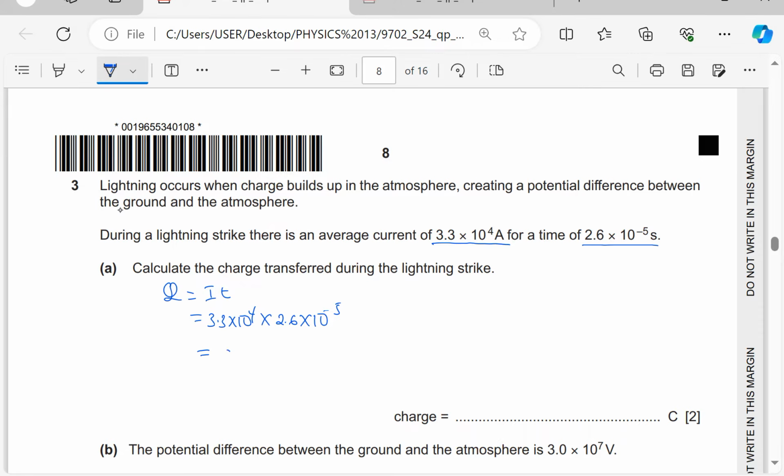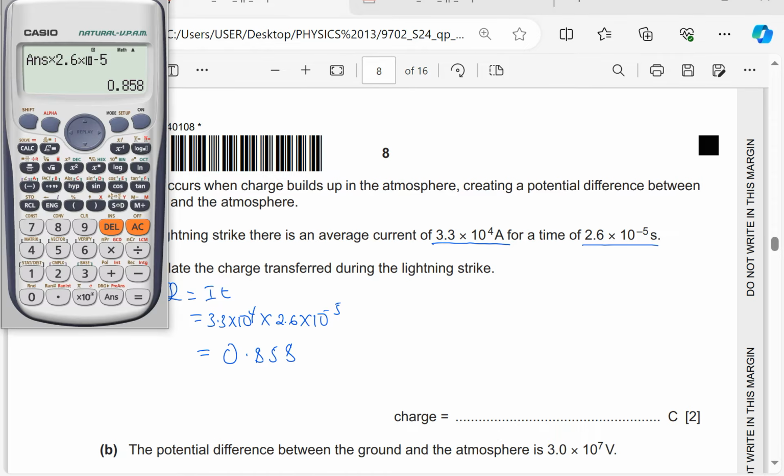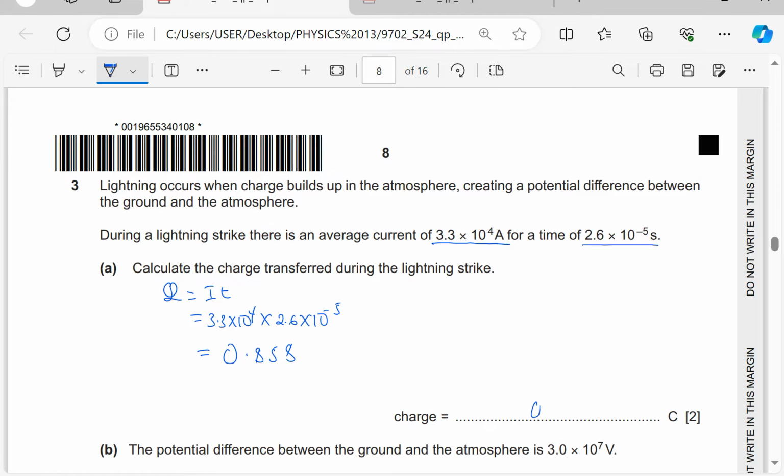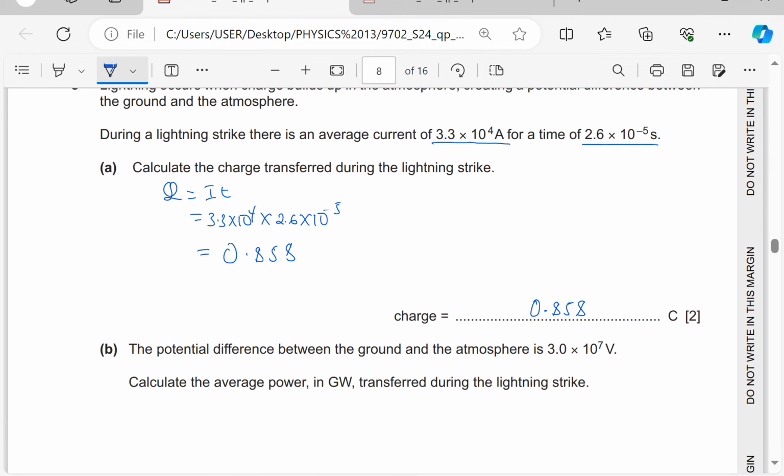0.858. Okay, so I'll record the charge as 0.858, or you can write 0.86 coulombs.